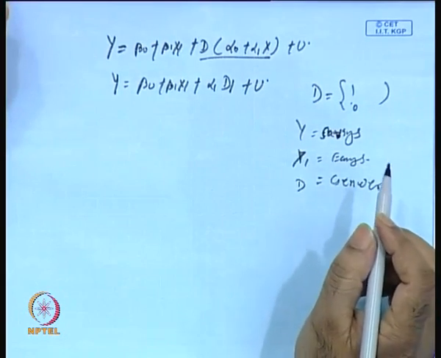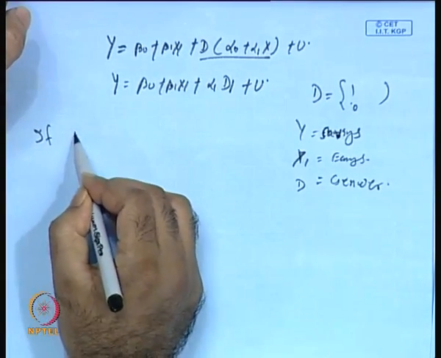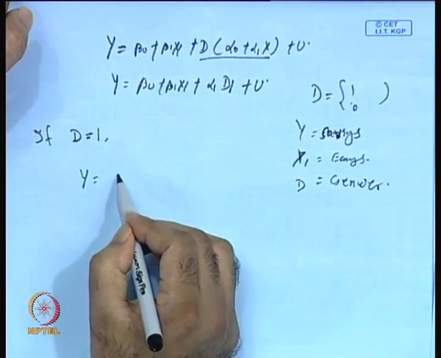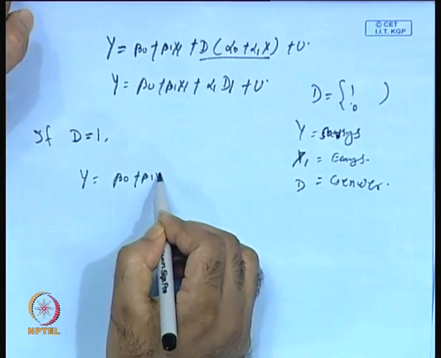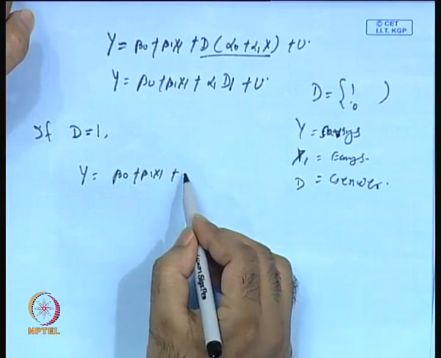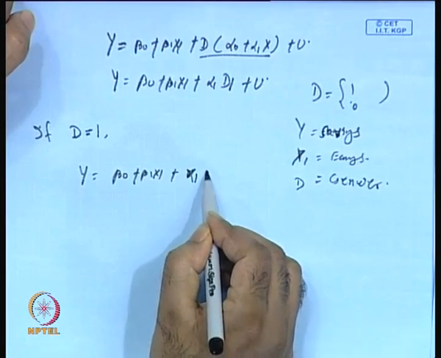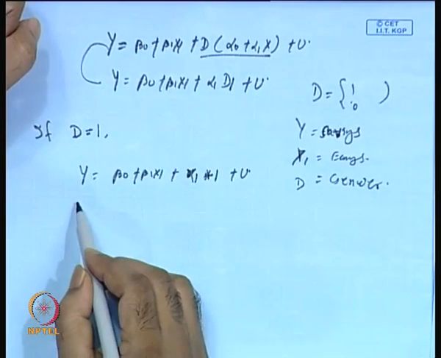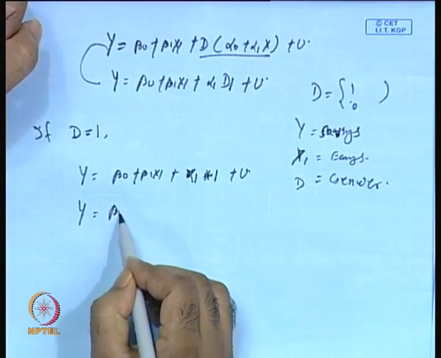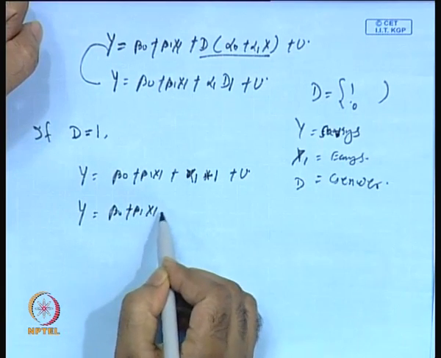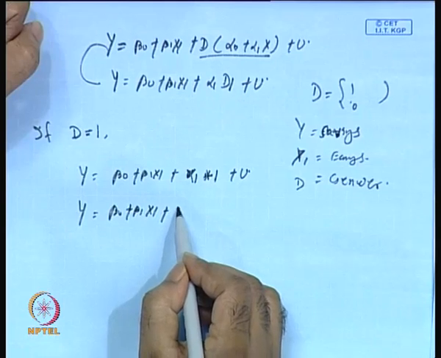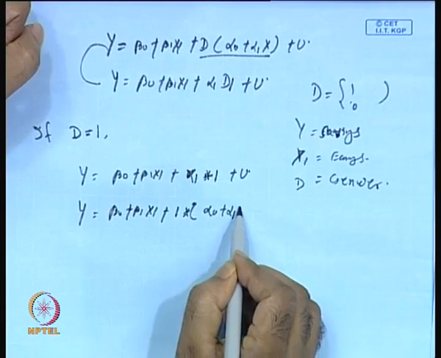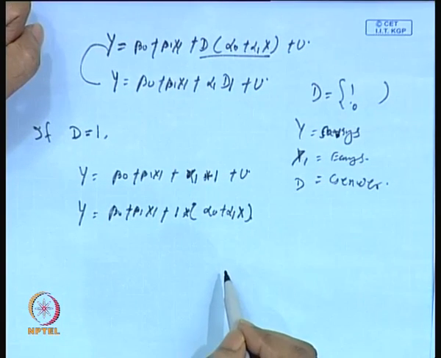Okay. So now if d equal to 1, then the model will be structured as y equal to beta 0 plus beta 1 x1 plus d, gamma alpha 1 into 1, plus u. Otherwise, if you put it in that particular format, then it will be y equal to beta 0 plus beta 1 x1, plus d equal to 1, into alpha 0 plus alpha 1 x. So this is another form of the model.